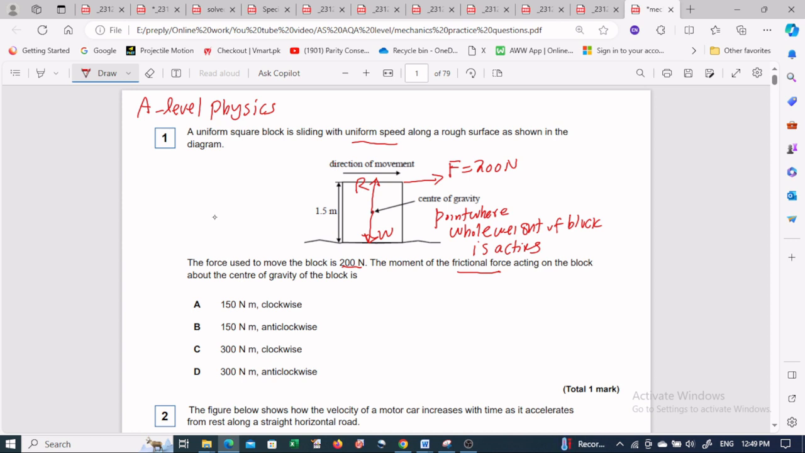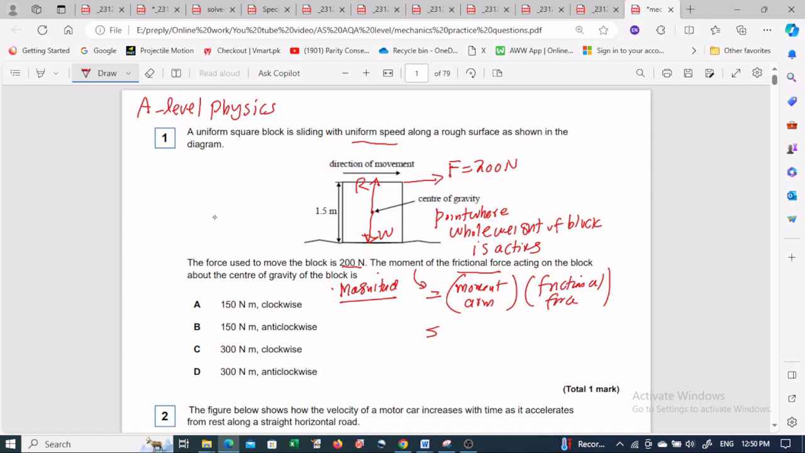So first we find the magnitude of this moment, because moment is a vector quantity, so we find the magnitude as well as the direction. Magnitude of moment is equal to the product of r multiplied by the force, that is the frictional force. Okay, so r is the perpendicular distance.